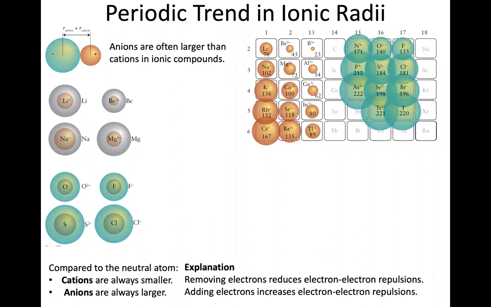For the anions, just the opposite. Adding electrons are going to increase these repulsions between the electrons, and it makes it larger. That's my explanation for why cations and anions differ in size from their neutral elements.